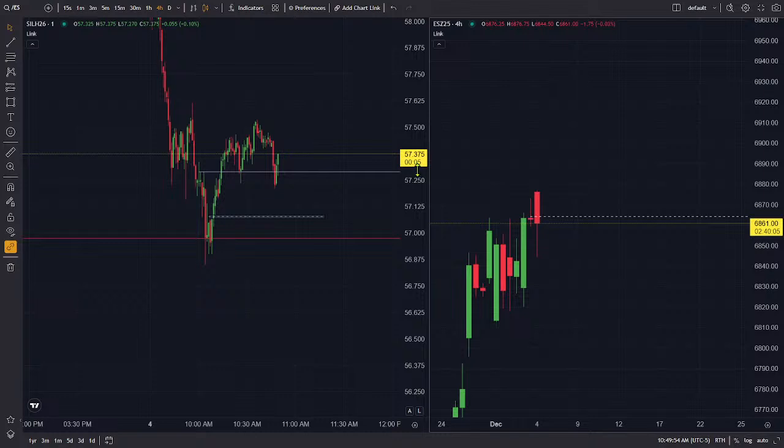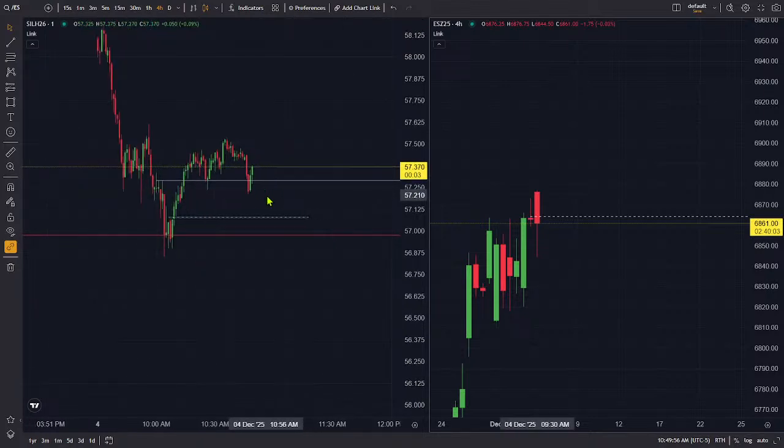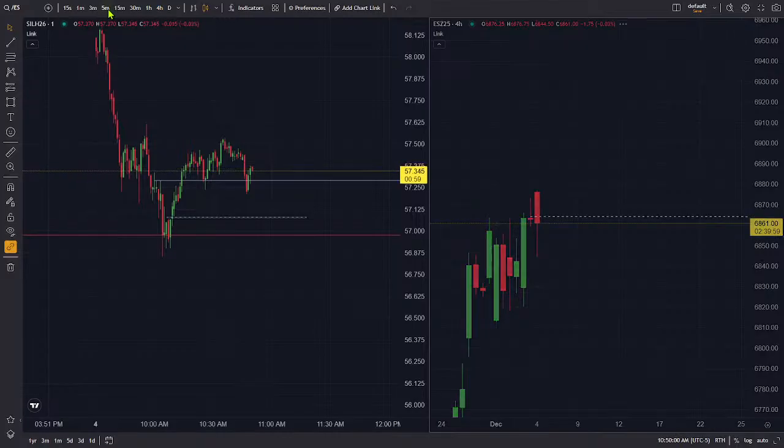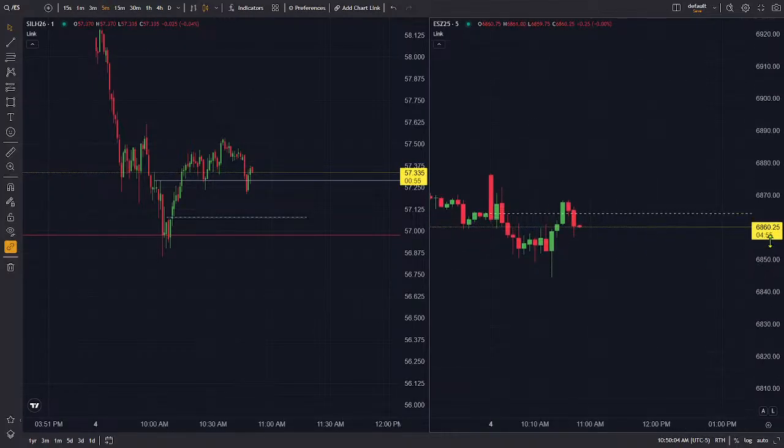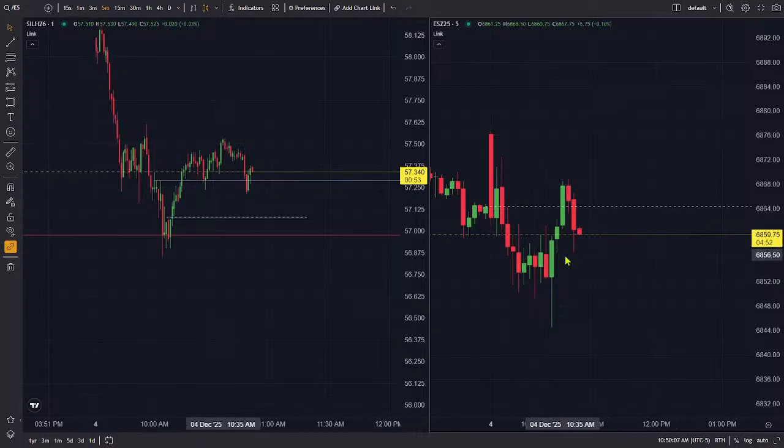I think this was our push. I think we're good to go. Let's see what this one did on its, let's say, 5-minute. Did it sweep the low? It did. Not quite. It didn't. So we got lower. We got a little bit lower to go.